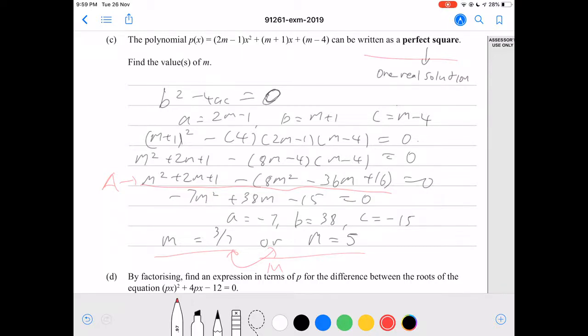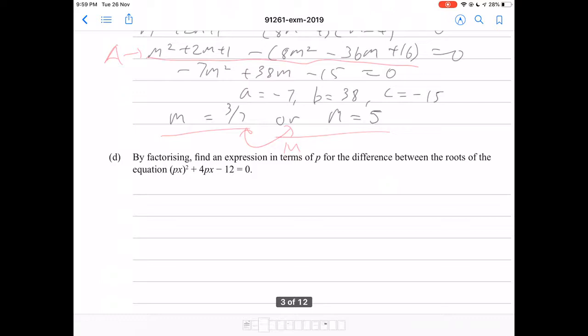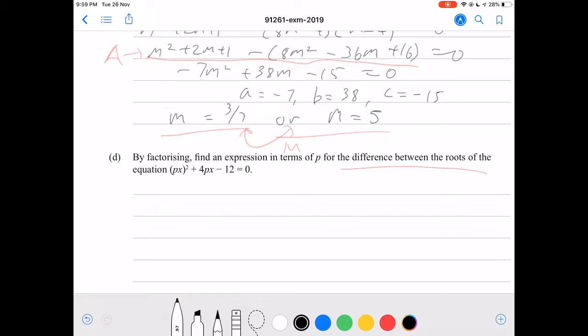Alright, so by factorizing, find an expression in terms of p for the difference between the roots of the equation px squared plus 4px minus 12. When they refer to a difference of the roots, you know there's two roots. When there's two real solutions, there's two different roots. For example, if I had x minus 1 times x minus 3, your roots would be x equals 1 and x equals 3. So this question is just asking for the difference between these two roots. In this specific case, the difference would just be 2, and this question is trying to make you find a difference in terms of p.